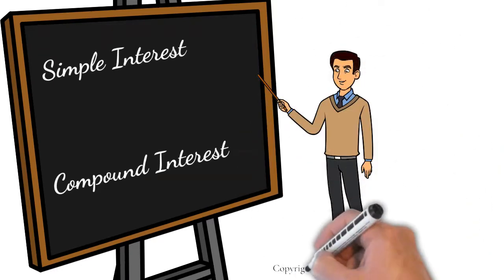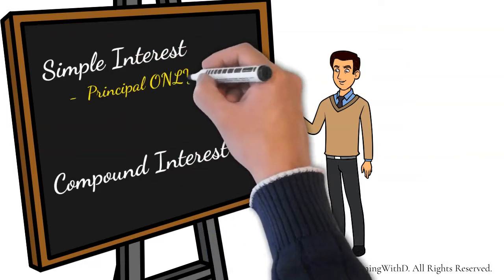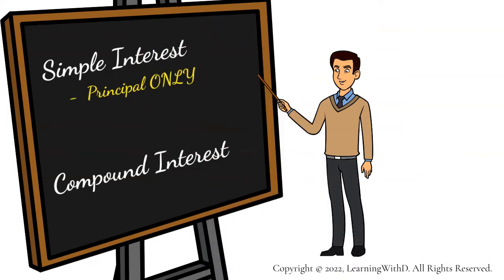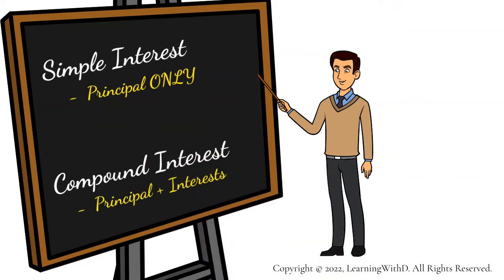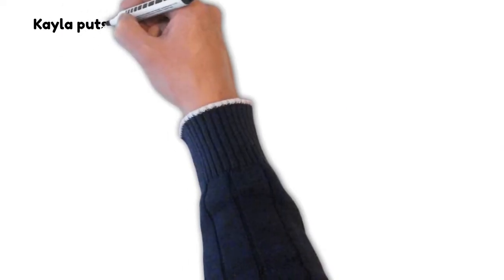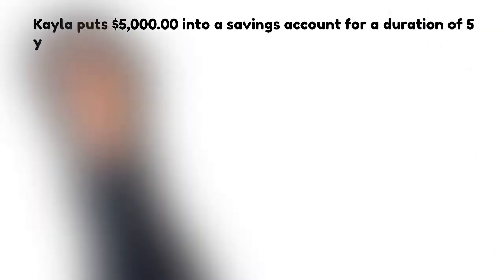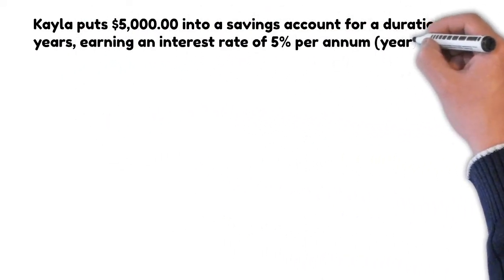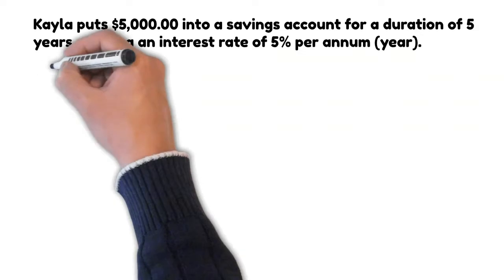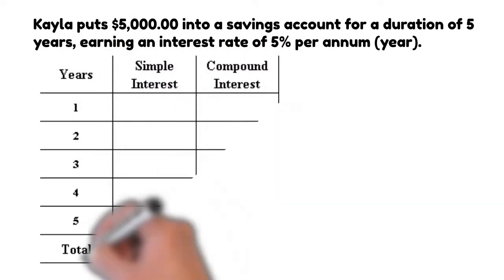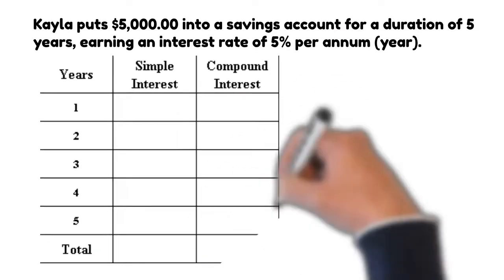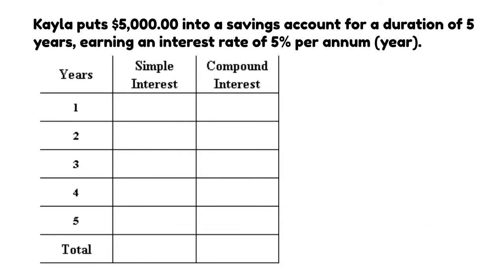Simple interest is paid only on the initial principal, whereas compound interest is paid on the principal plus accumulated interest. An example will better demonstrate this. Kayla puts $5,000 into a savings account for a duration of 5 years, earning an interest rate of 5% per annum, which is 5% per year. The following table shows the interest earned during that time for both simple and compound interest.